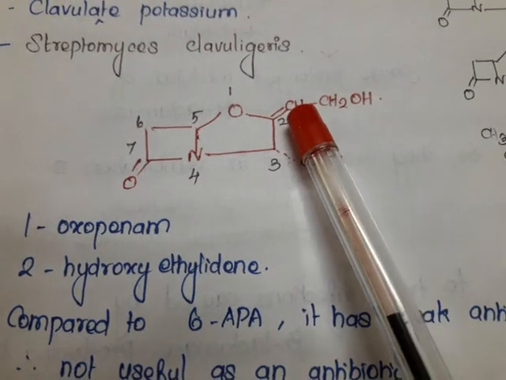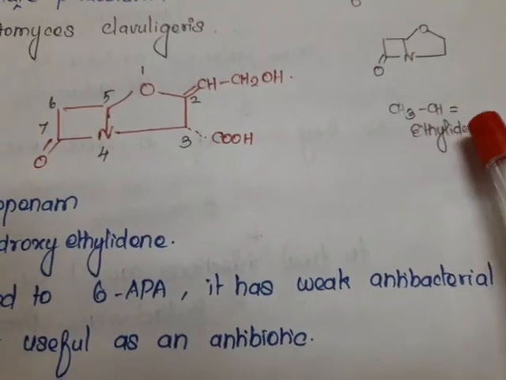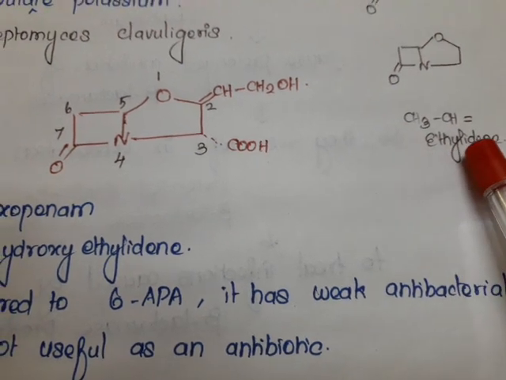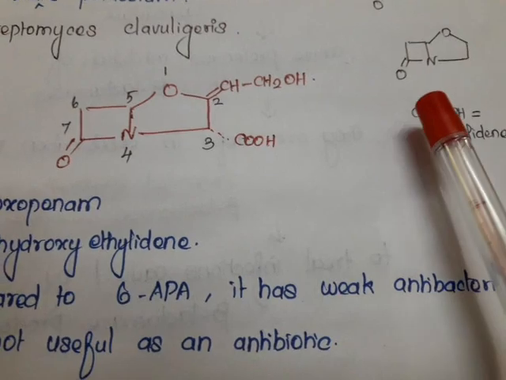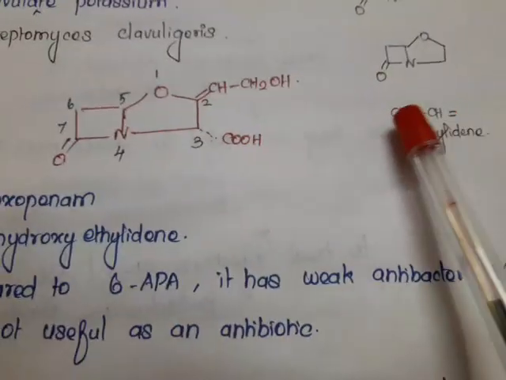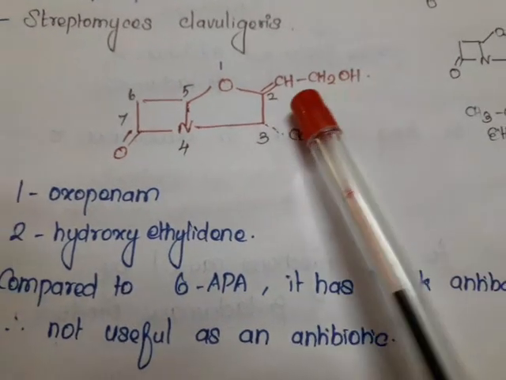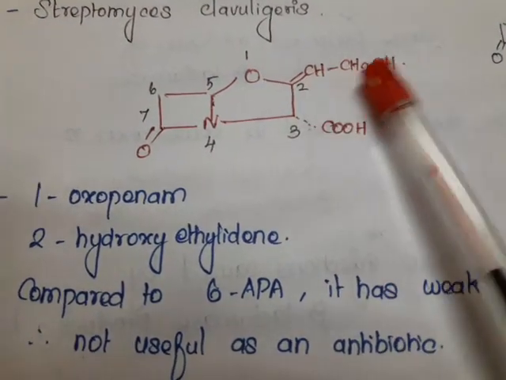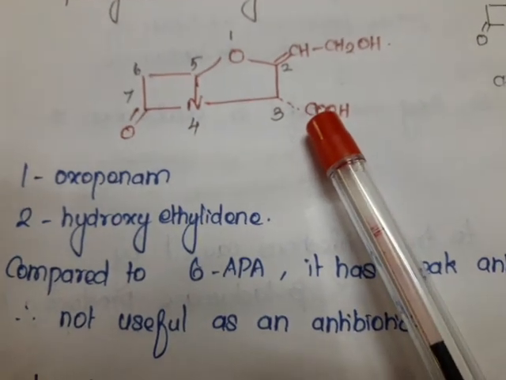And what is attached in the second position? This is called ethylidene. CH3-CH double bond can be called ethylidene. So here, by replacing one hydrogen with OH, that is called hydroxyethylidene. This is the second carbon, that's why it is 2-hydroxyethylidene. So 2-hydroxyethylidene is attached in the second position, and in the third position a carboxylic acid group is present.